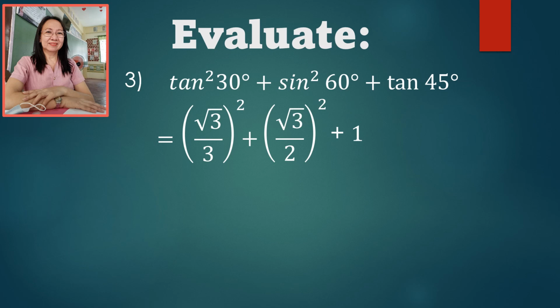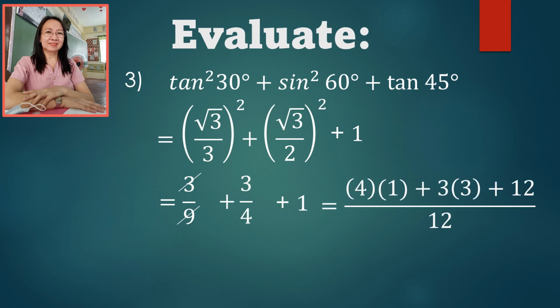So getting the square of our first term, we will get 3 over 9. So this is simplified into 1/3. Then added to the square of the square root of 3 over 2, which is 3 over 4. And let us copy the last term. So looking now at the denominators, we will arrive at 3, 4, and 1. So our LCD is 12.